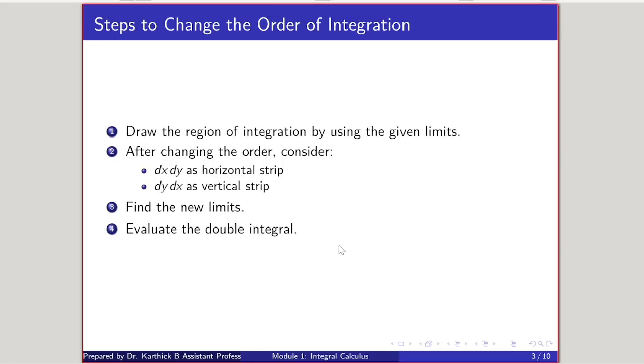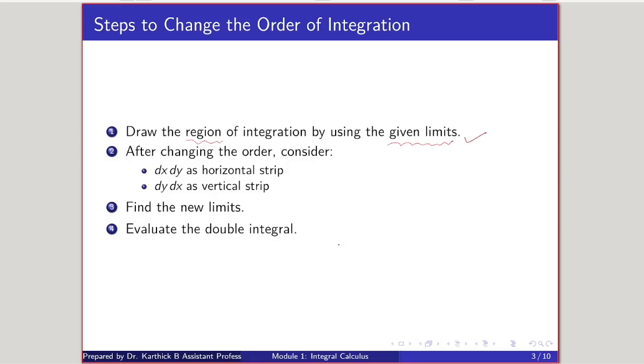So I have listed the steps to evaluate a double integral which comes under changing the order of integration. First, we want to draw a region by using the given limits. So we want to take the given limits of x and y and draw the region.